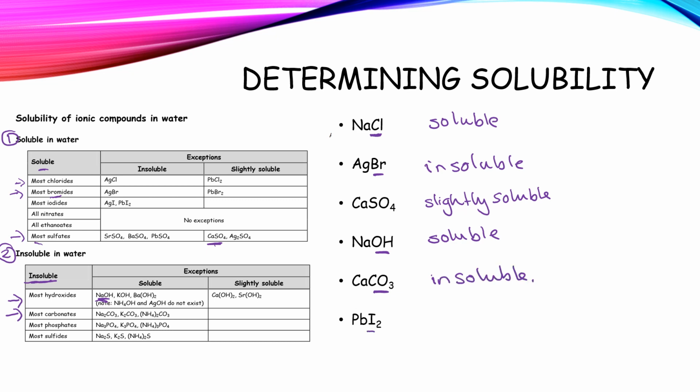Let's look at our last example. It's an iodide. I go down my list, I find iodides are here. Most iodides are soluble, but this is on the exception list, so it is insoluble.